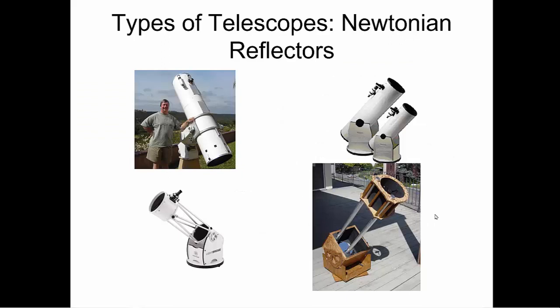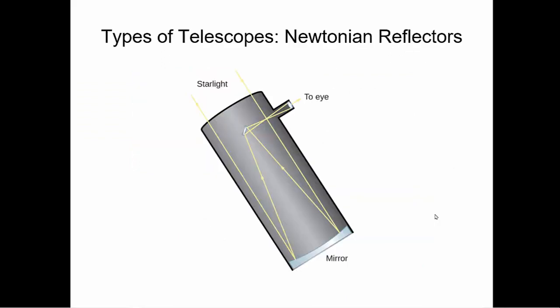On to the other types of telescopes, Newtonian reflectors. And this is a sketch from your book. This is showing what we call the light path of this kind of a telescope.